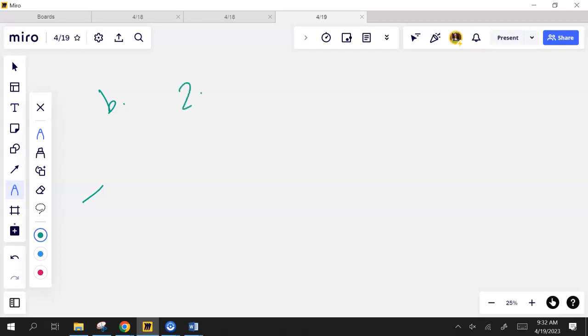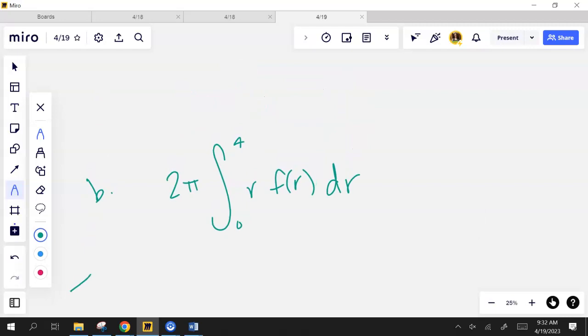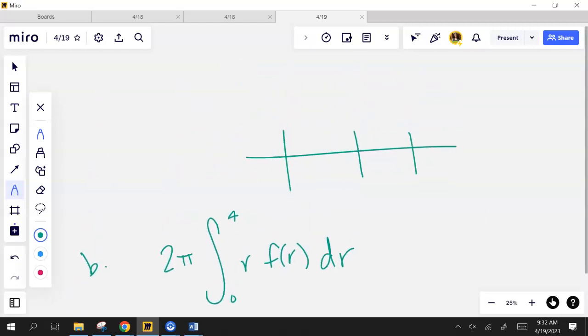So they tell you 2 pi integral from 0 to 4 of R f of R dr, and then they tell you to use a right Riemann sum. So I always go back to my little chart and draw it out, I do this two or three times to make sure I got the right number of intervals and I don't get lost or confused. And I always do that.